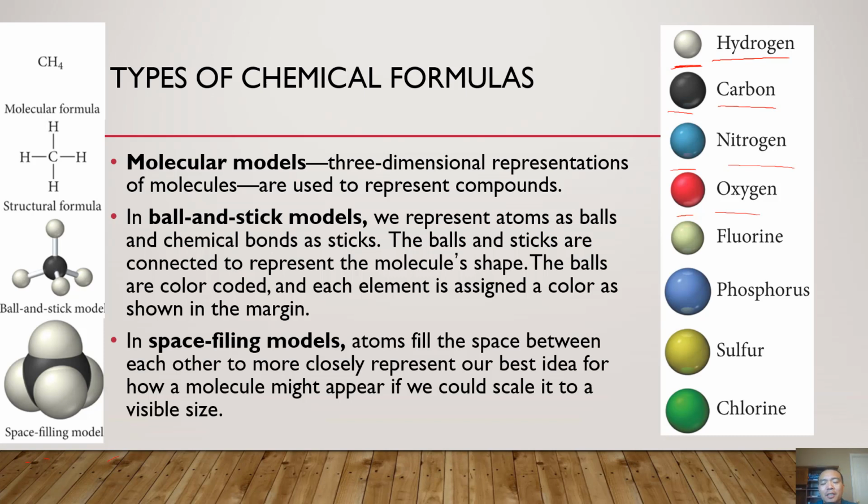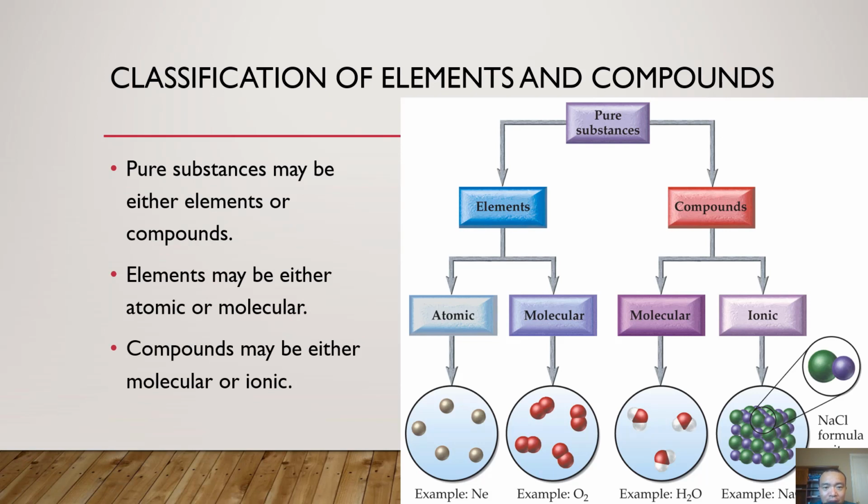Now let's switch gears and talk about the details of how to classify elements and compounds. In previous chapters, we already learned a pure substance can be classified as either an element or a compound, depending on the number of different elements you have in that pure substance. An element is made of one type of atom, and a compound is made of more than one type of atom. So, what about the details?